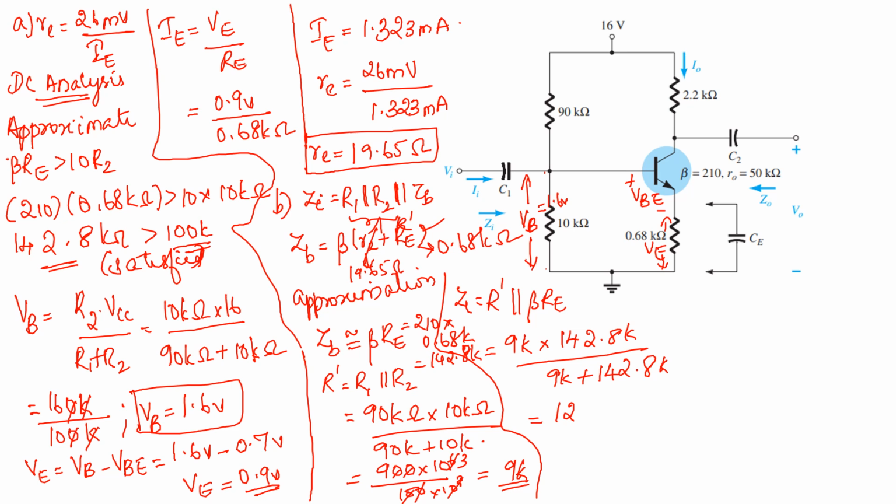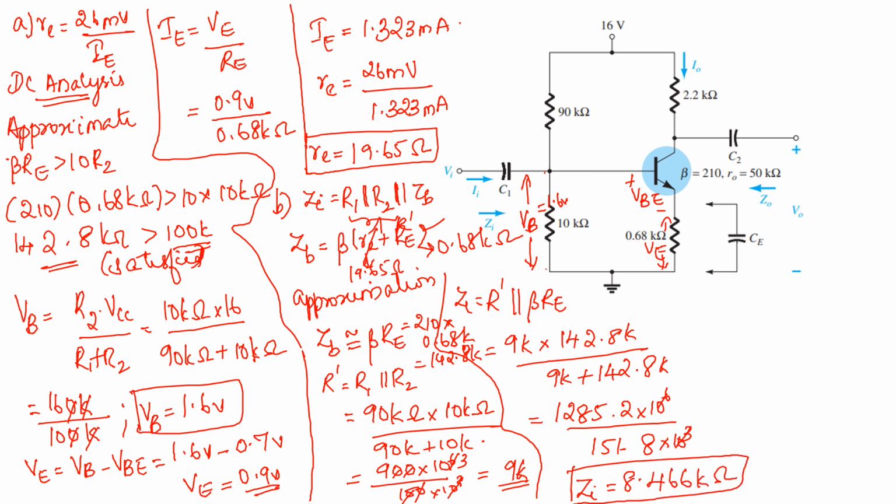So what will be the value you are getting, which will be equal to 9 into 142.8, so you will be getting 1285.2 into 10 raised to 6 divided by 9K plus 142.8, you will be getting 151.8 into 10 raised to 3. So you will be getting Zi equal to 8.466K. Zi is equal to 8.46, or you can write it as 8.47K.